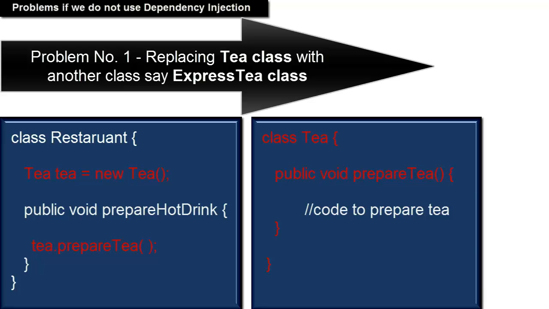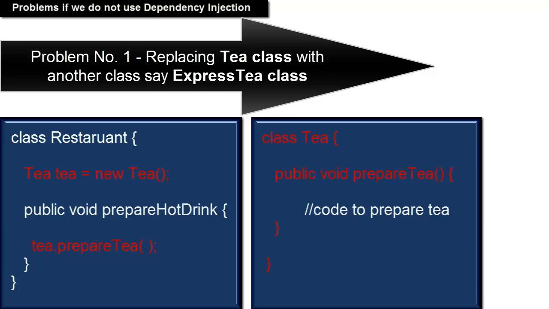What if you decide to replace Tea class in the project with its better version class, that is Express Tea, and for this you will need to replace Tea object with an Express Tea object in the restaurant class. So in general, the problem is if you are going to replace a class with some other class in your project, you will need to modify all classes in the project which have a direct or strong dependency on this class.